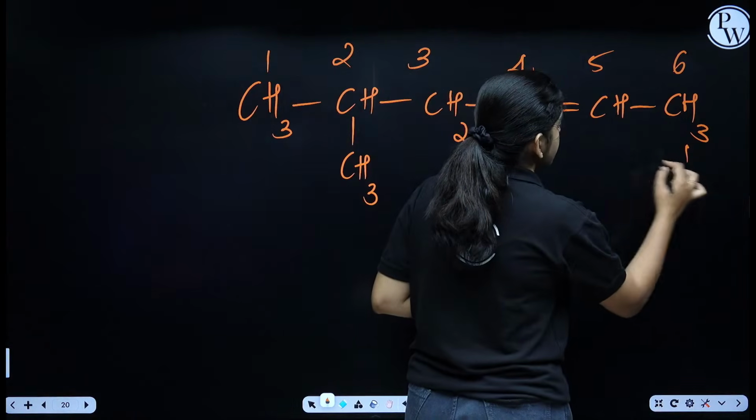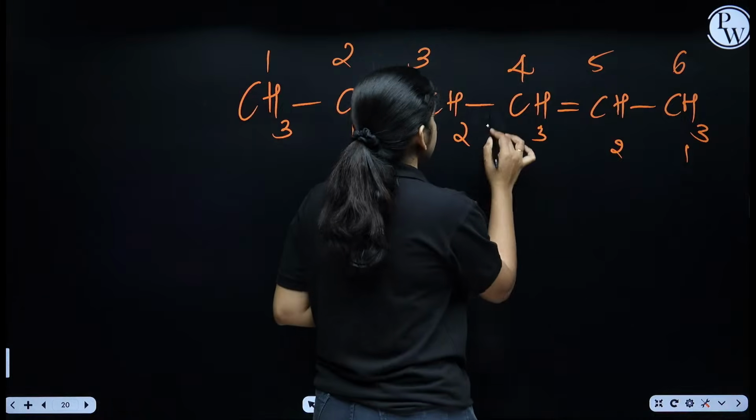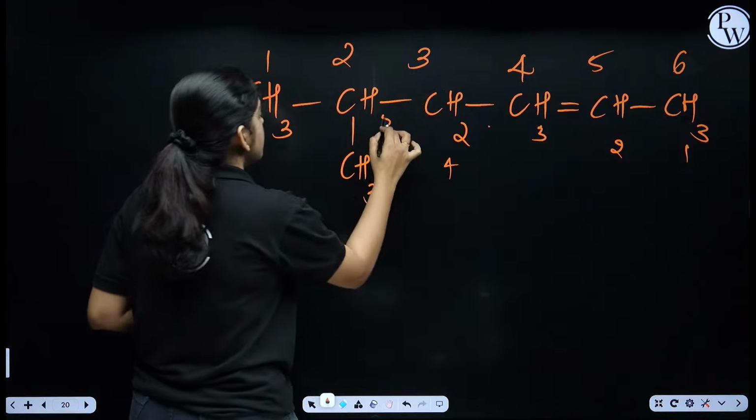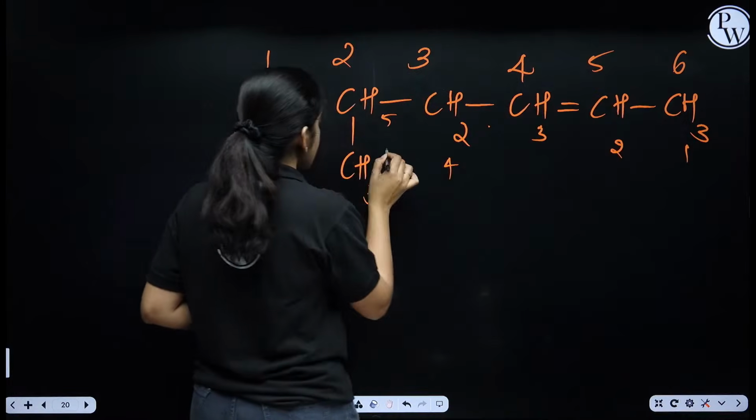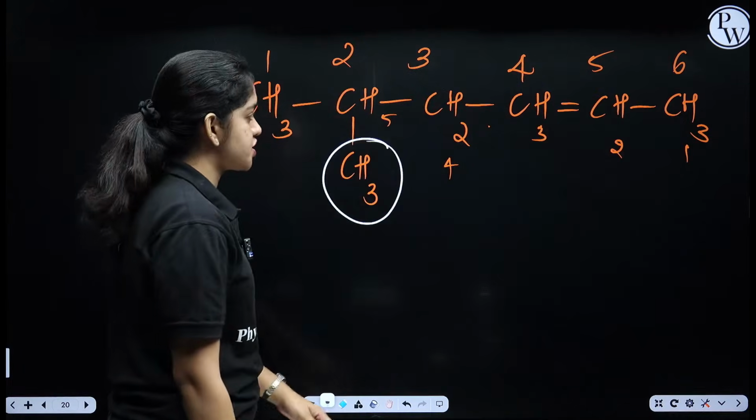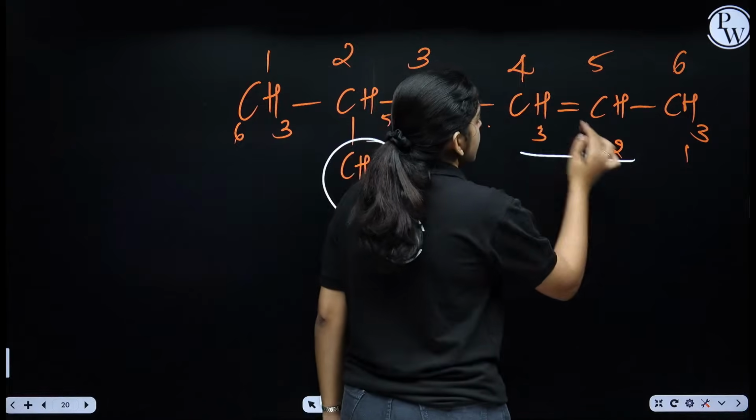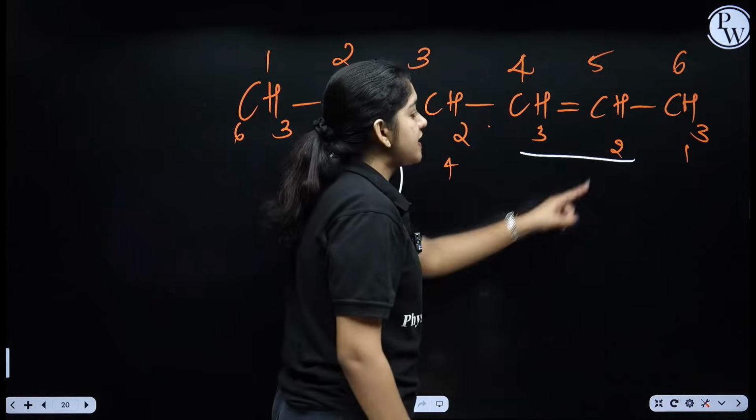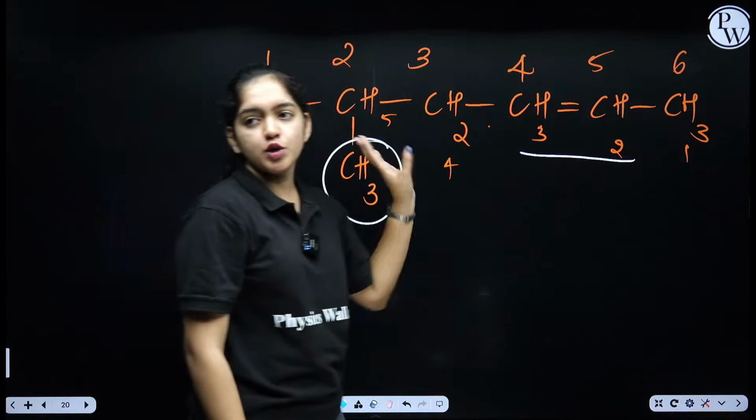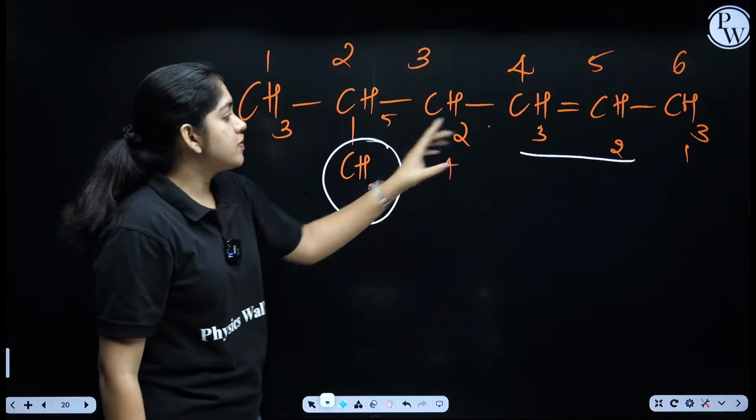That is 1, 2, 3. Then this one it will be 4, 5, 6. Now, a branch is present at 5th position and double bond is here. And which number do we want to take for the double bond? 4, 5, 3, 2 is there. So, we will be taking the smallest number. It will be what? 2. Okay. So, it will be 2.